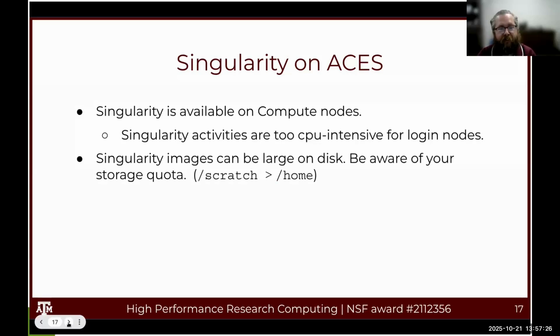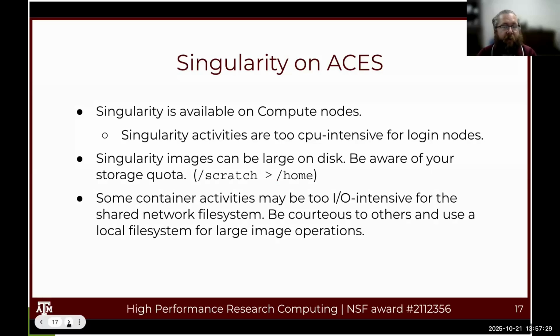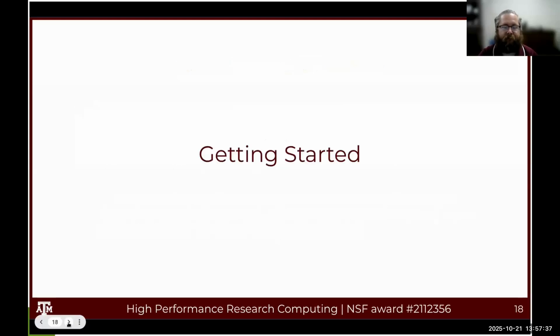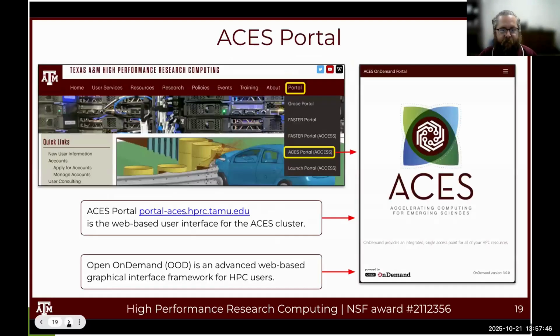The next facts are pretty much the same as before. Images can be large on disk, so you need to be aware of your storage quota. Container activities can be too intense for the shared network file system. So we'll use a local file system when that's relevant. It's almost time to get started. Who is excited to log into the ACES cluster and do some activities?